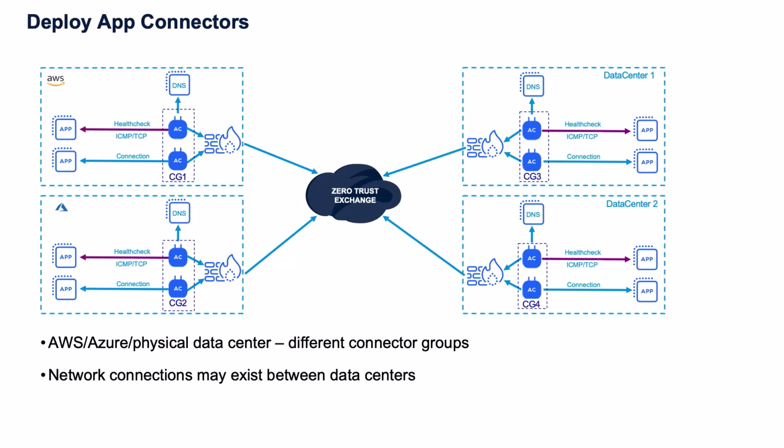You may have connectivity between the data centers and AWS through an express route or a direct connect to connect through to your infrastructure as a service.